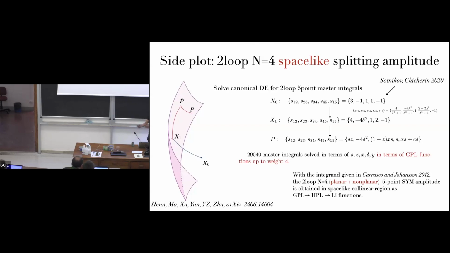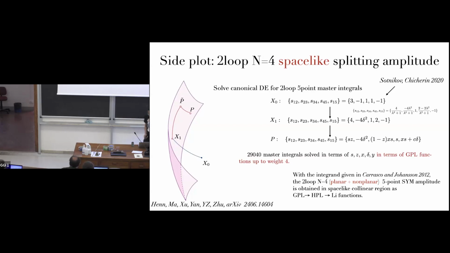We just go back to the canonical differential equation. We have the canonical differential equation for 2 loop 5-point massless master integrals. And then we solve it again, but we solve it in an approximate way. So we just solve it for this pink region, this space-like linear region. We start from something we already know here. The x0 is a generic point for the physical region, for the 1, 2 to 3, 4, 5 scattering region.